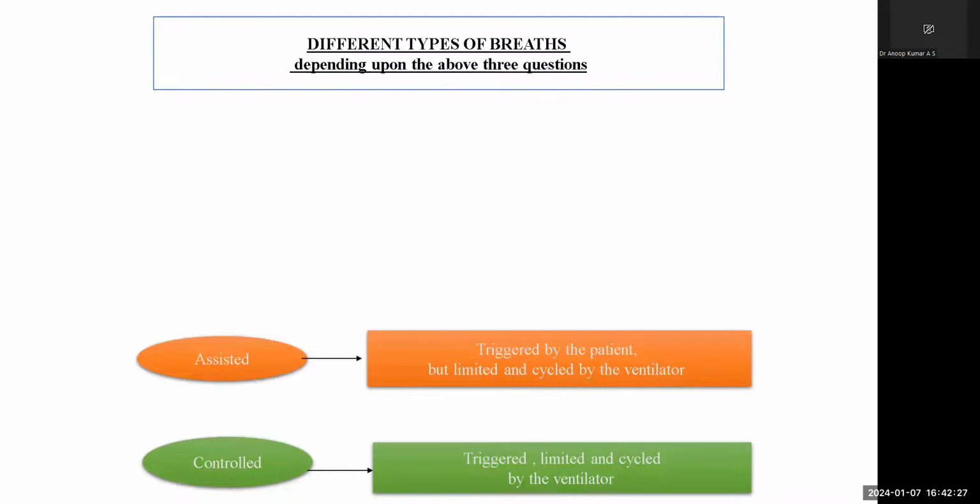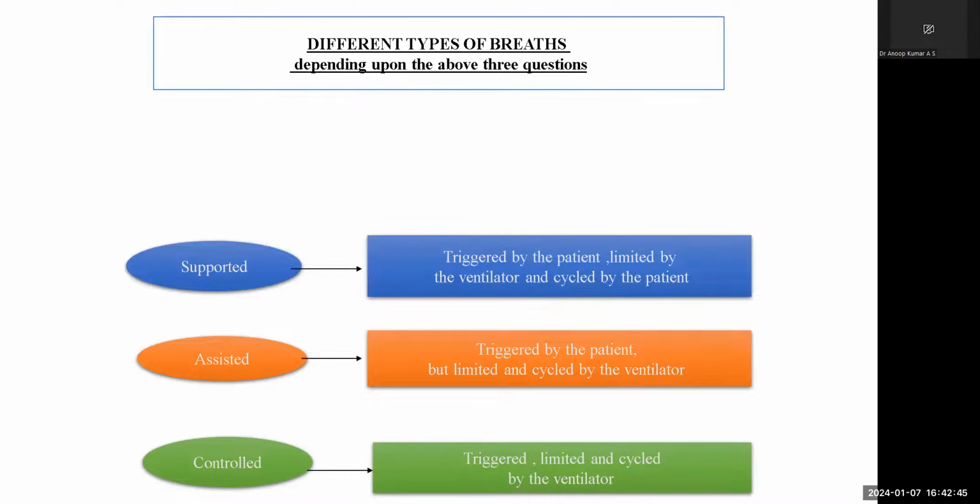When it is controlled, it is triggered, limited, and cycled by the ventilator, which I've already told. An assisted or assist control breath is triggered by the patient, but limited and cycled by the ventilator. But again, it can be machine triggered if the patient is not triggering, which I've already explained. Then the supported or spontaneous breath is always triggered by the patient, limited by the ventilator, and cycled by the patient.